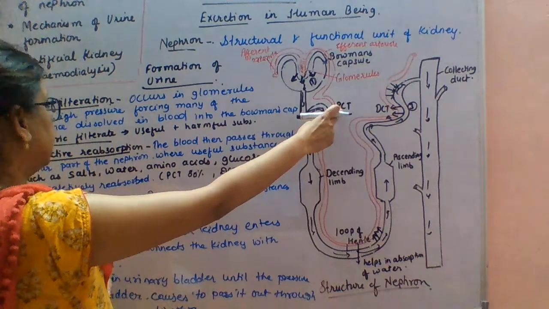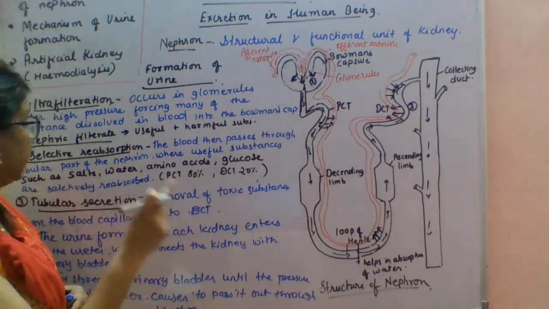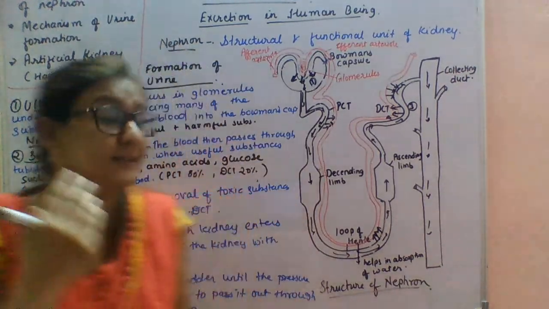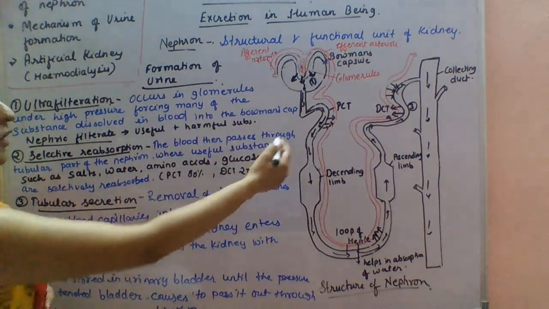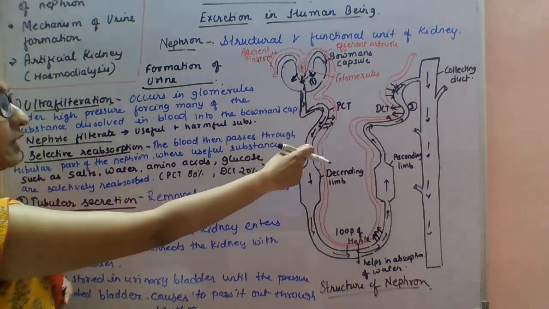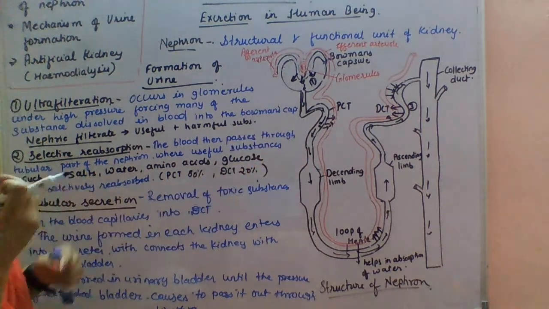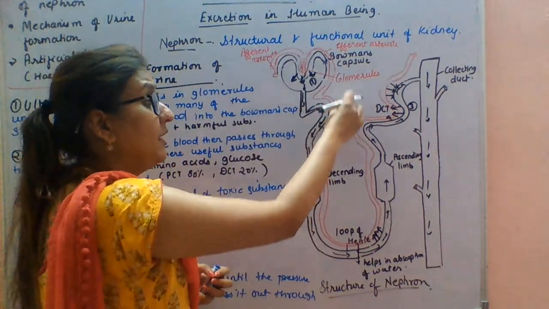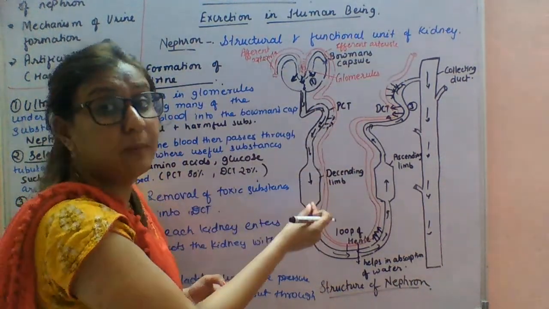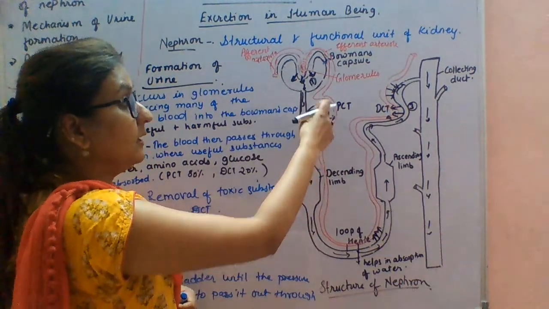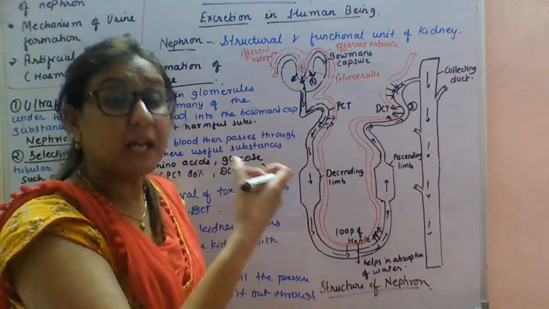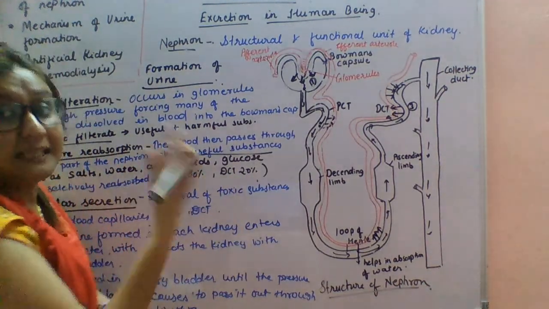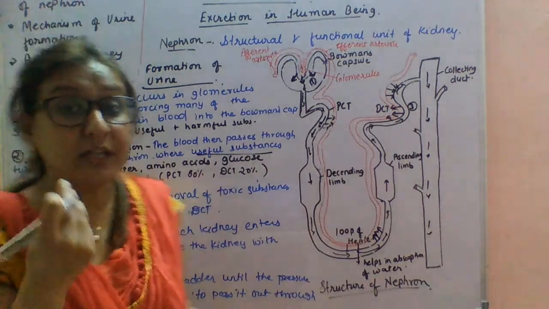So first is PCT, that is the proximal convoluted tubule. The second process of the formation of urine is selective reabsorption. Now the filtrate passes into the tubular part of the nephron. See, I told you the blood vessels are in close proximity to the tubular part. So from here the blood capillaries will absorb a few important or useful substances.